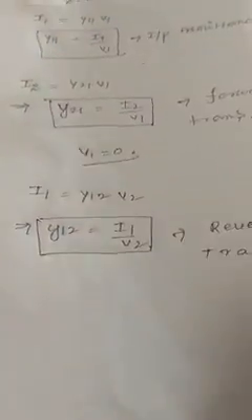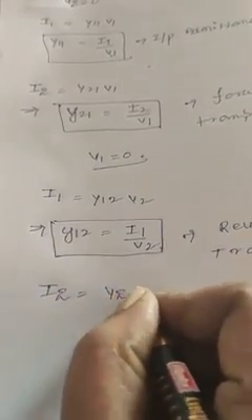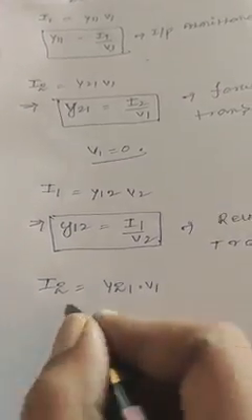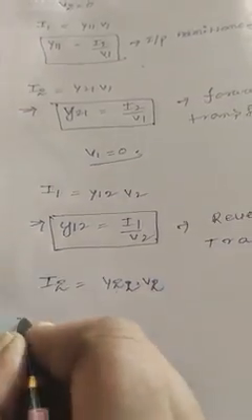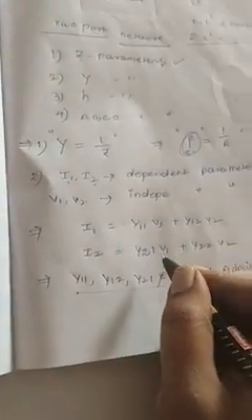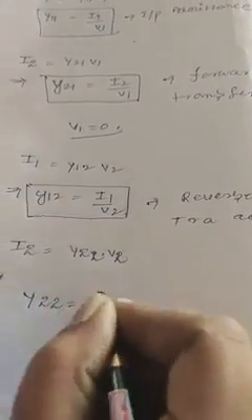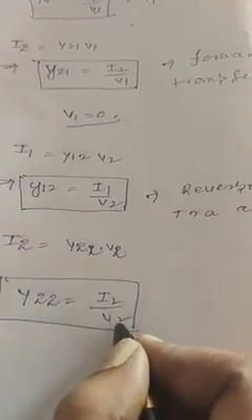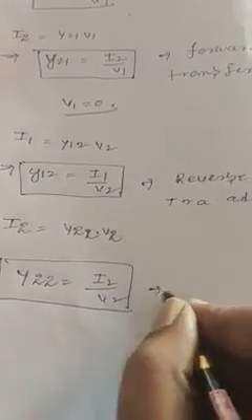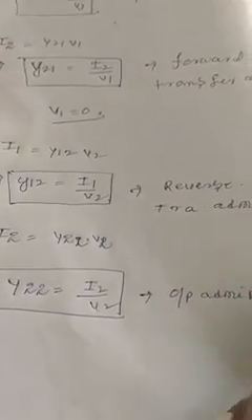Similarly, when we substitute V1 equal to 0 in the second equation, we get I2 is equal to y22 into V2, because the V1 term becomes 0. So y22 is equal to I2 by V2. When we observe this term, output current to output voltage, it is called the output admittance. So this is the information about the Y parameters.